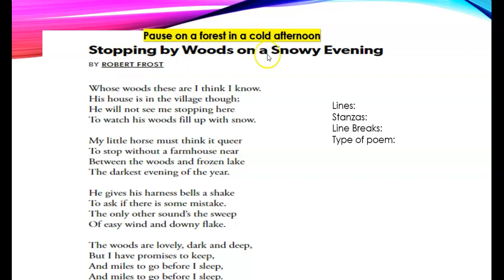Okay, so Stopping by Woods on a Snowy Evening. Boys and girls, how can we change that title? So stopping, we can change it to pause. What about woods? Woods could be a forest, right? What about snowy evening? Snowy, we know that it is cold. And evening, it's usually afternoon, right? And by Robert Frost. So Robert Frost is my speaker or poet, right?